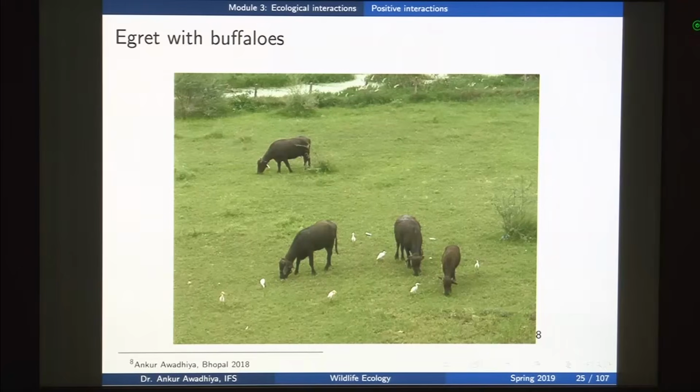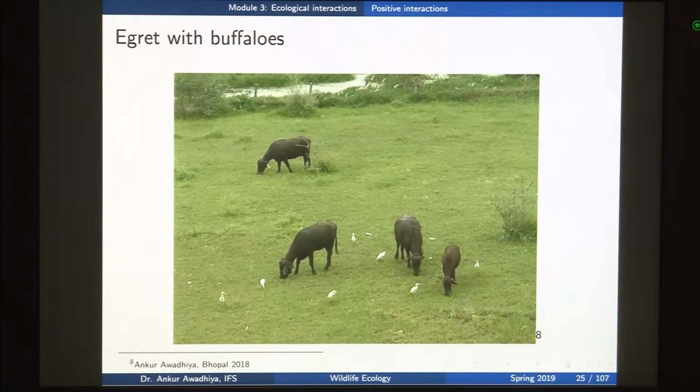So, you will always observe that the egret comes close to the buffalo, but the buffalo will never go close to the egret, because the buffalo is not getting any benefit out of it. But at the same time, the buffalo is also not getting any harm out of this interaction. Such an interaction, where you have two different organisms in the community, one gets a benefit and the second neither gets a benefit nor gets a harm, goes by the name of commensalism. So, this is a commensal relationship between both of these.